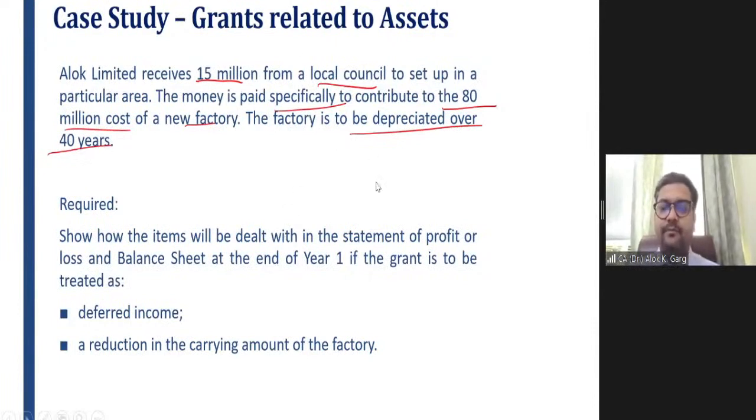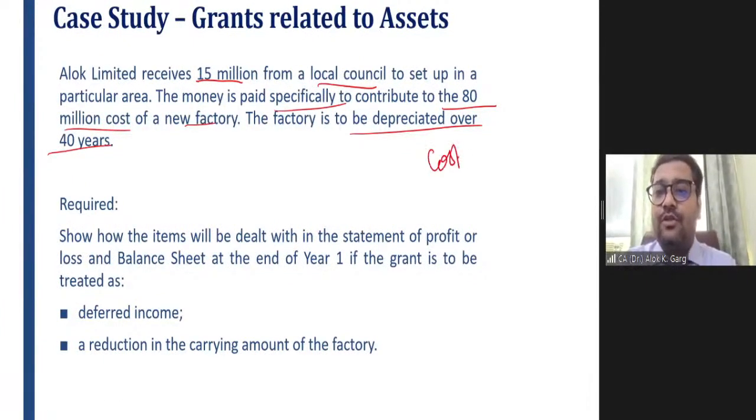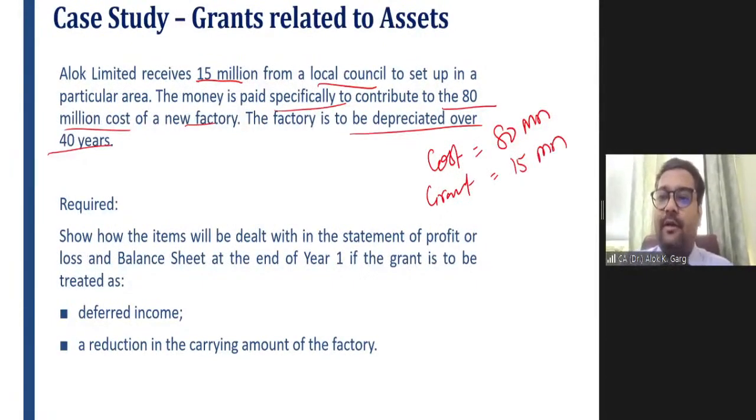So friends, what information is given here? The cost of factory. The cost of factory is 80 million. And the grant is not complete, the government is only providing some support, 15 million. Out of 8 crore, the government is providing a relief of 1.5 crores. And the life of the factory is also given. The life is 40 years.